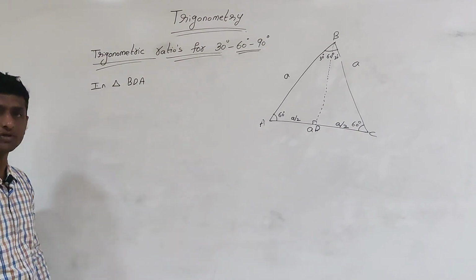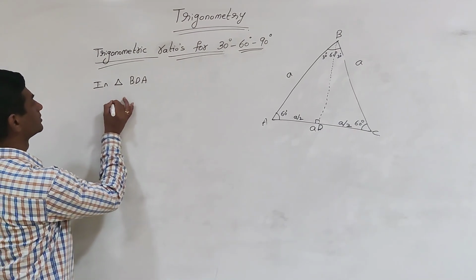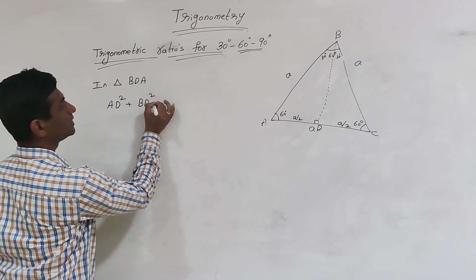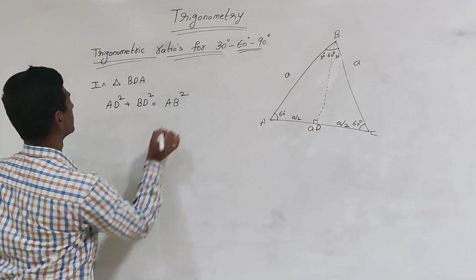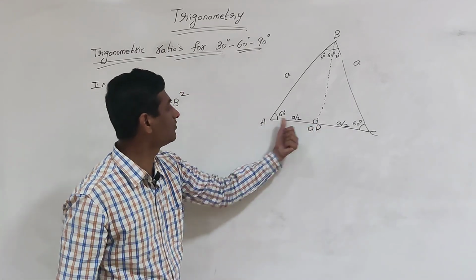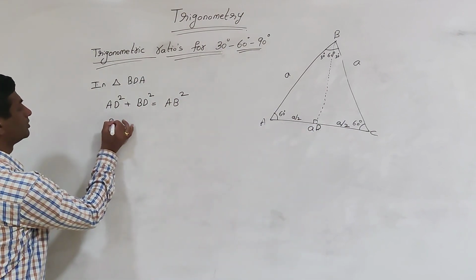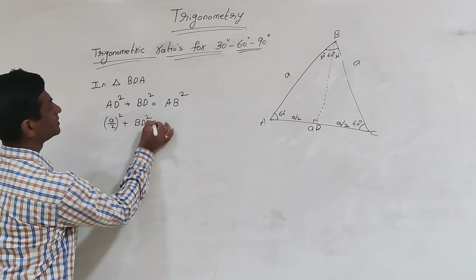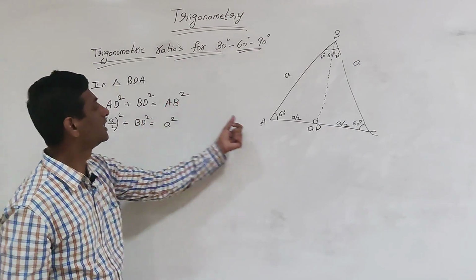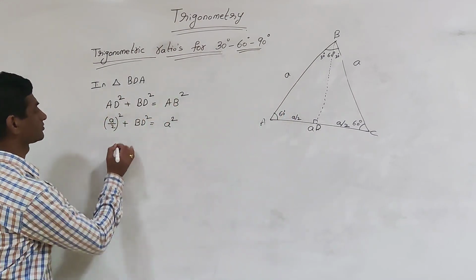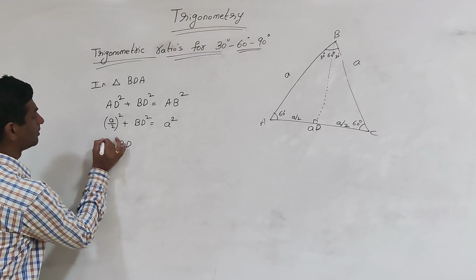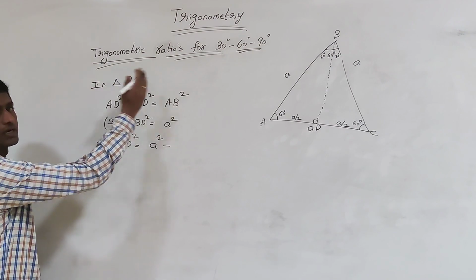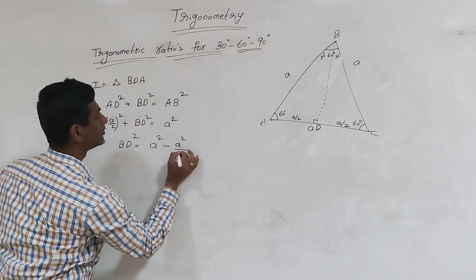So from the Pythagorean theorem, we have AD square plus BD square is equal to AB square. But what is AD? The length of AD will be a by 2. So (a by 2) whole square plus BD square is equal to a square, because the length of AB is a. Now from this, BD square is equal to a square minus, take this to the right hand side, a square by 4.